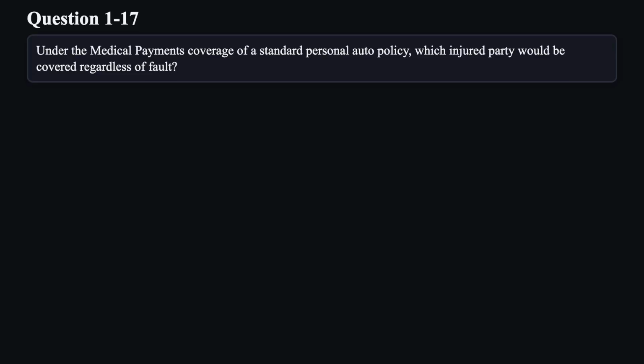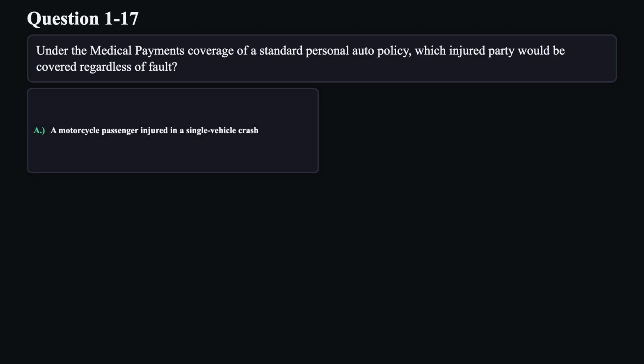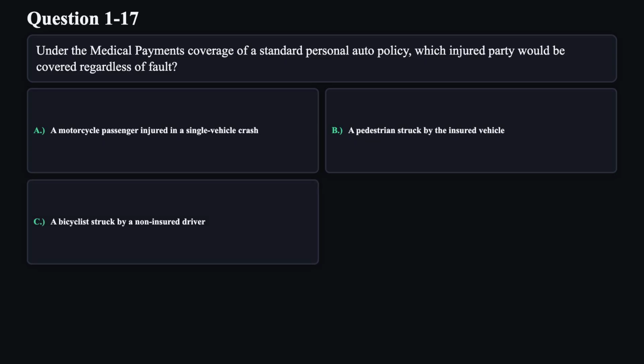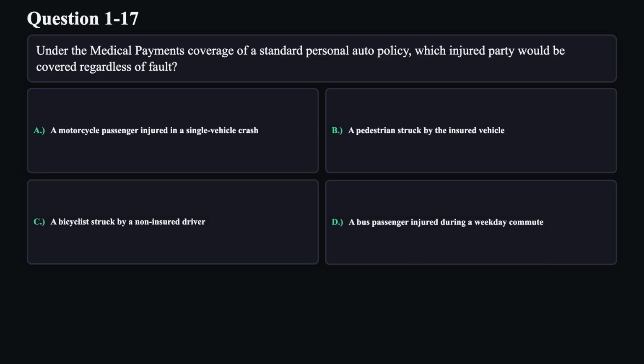Question 17. Under the medical payments coverage of a standard personal auto policy, which injured party would be covered regardless of fault? A. A motorcycle passenger injured in a single vehicle crash. B. A pedestrian struck by the insured vehicle. C. A bicyclist struck by a non-insured driver. D. A bus passenger injured during a weekday commute.